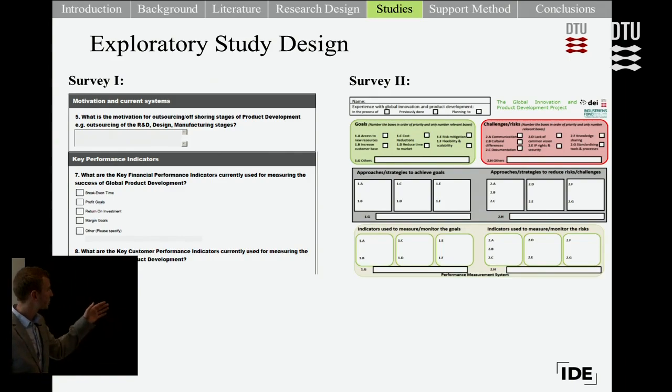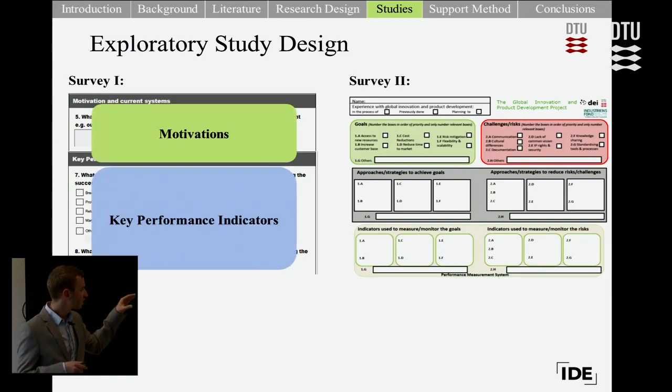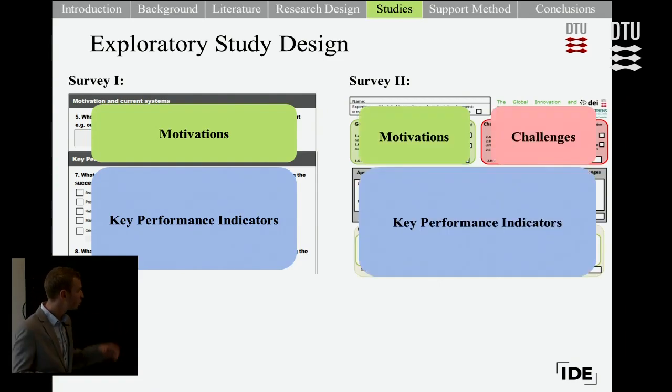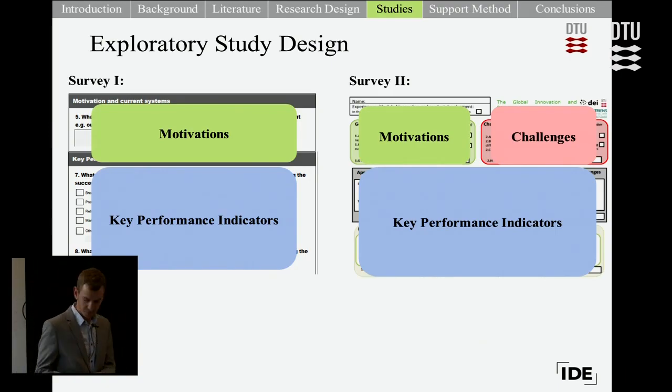And the main sections from survey 1 first was to identify the key motivations for global product development, and then to ask participants to select the key performance indicators they use in global product development. And then based on this, we developed survey 2, where we also include the motivations and KPIs, but we find it important to include the challenge-orientated approach based on the idea of having to identify these key problems along the process and select KPIs accordingly.